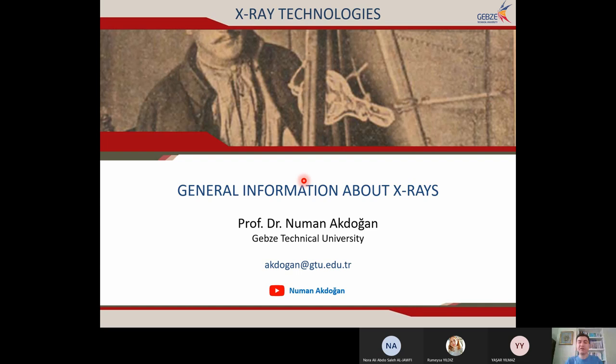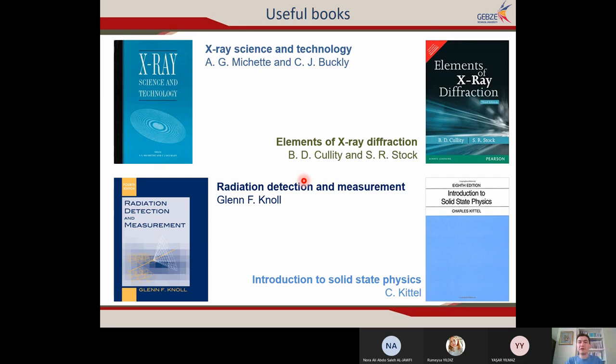First of all, let me introduce you useful books. The first one is X-ray Science and Technology, written by Michetti and Buckley. This is a very nice book, especially for synchrotron light sources, especially for the next chapter, production of X-rays. This book will be very, very helpful. In our university library, you can find the hard copy of that book.